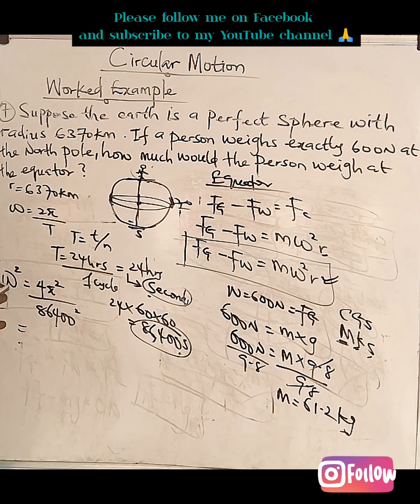So we're going to use our calculator to solve this. This is 4 times pi squared, where pi is 3.142, divided by 86,400 squared. That'll give us 5.28 times 10 raised to the minus 9. So that's the angular speed squared. What we have right here is equal to 5.28 times 10 to the minus 9.